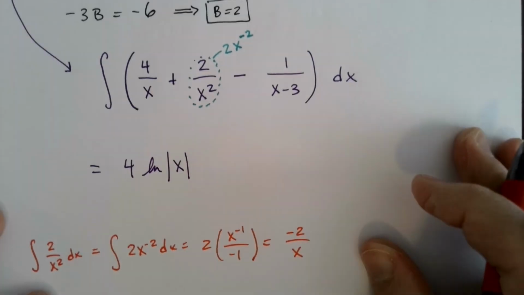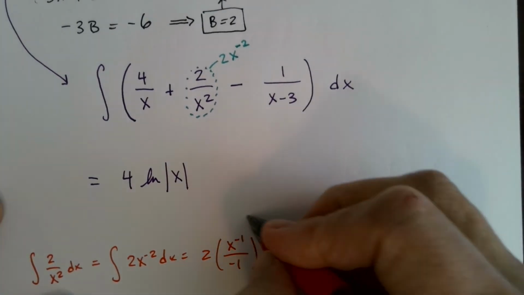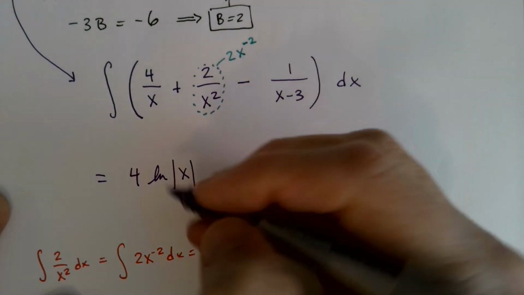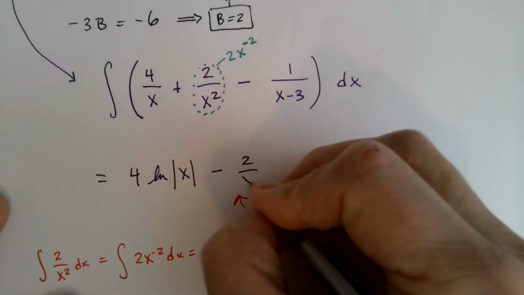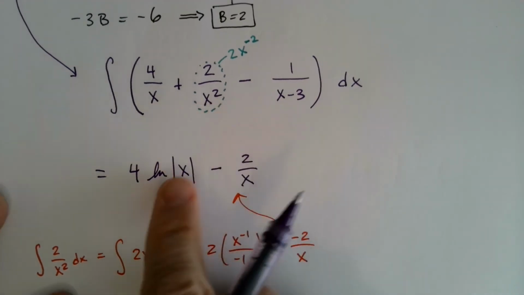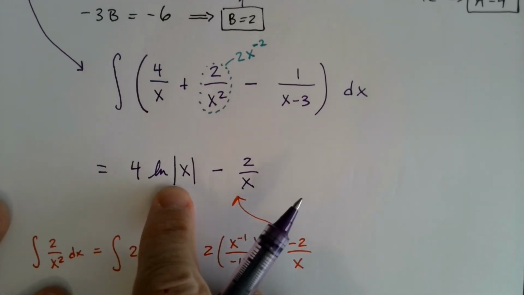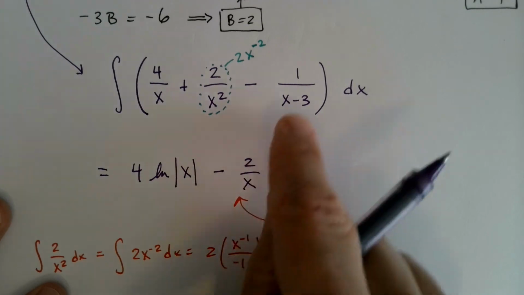Okay. And so minus 2 over x. So it's not a log, doesn't value. So we get a lot of logs, evaluated, but not always. Okay. What about this one?